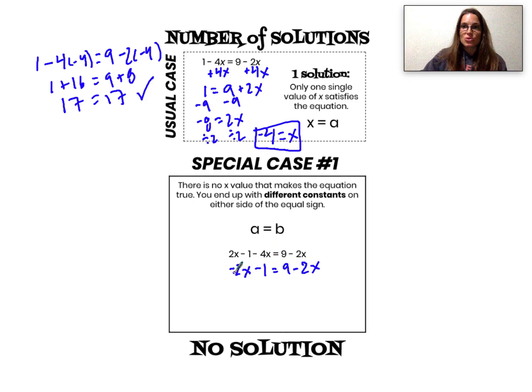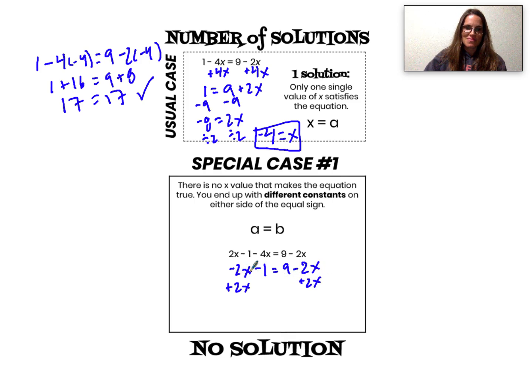Next step is to move my variable term. So I need to add 2x to both sides of my equation. This is my only option. If I want to get rid of this negative 2x, I add 2x.